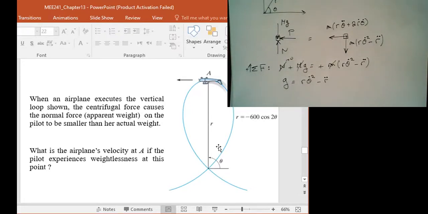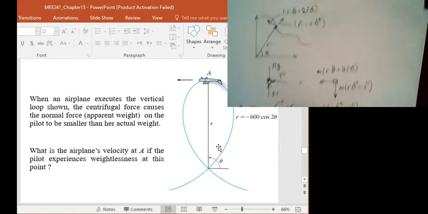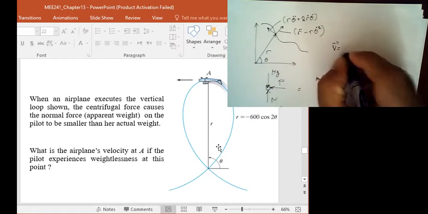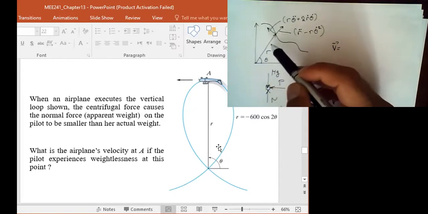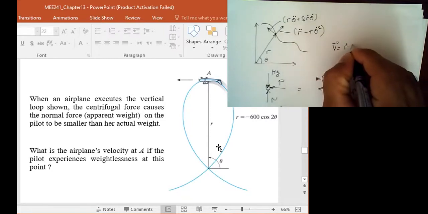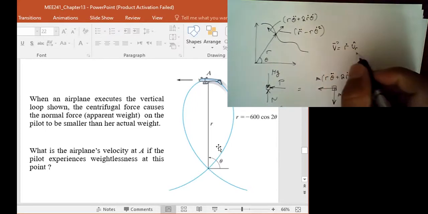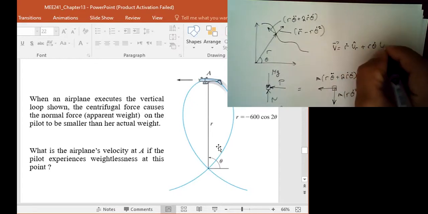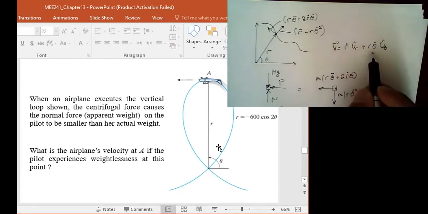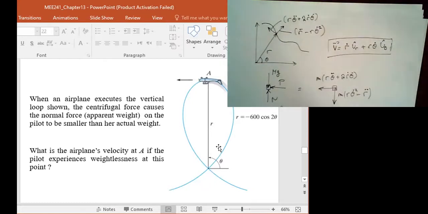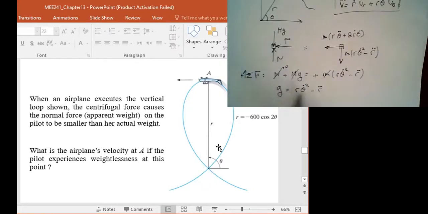So we need to find the plane velocity. Well, what is the plane velocity? How can we describe that? We already know from kinematics that the velocity has two components: a radial component and a transverse component. In the radial direction, it's simply r prime u_r, our unit vector in the radial direction, plus r theta prime u_theta. This is the component of the velocity vector in the transverse direction. When they ask us for the velocity, they are asking for this whole velocity vector.